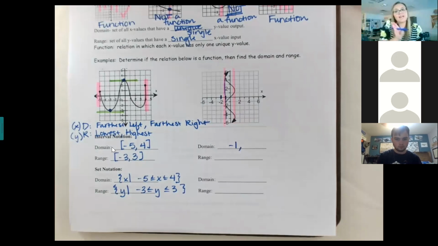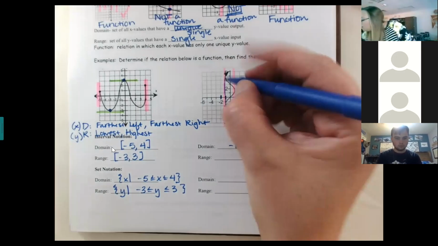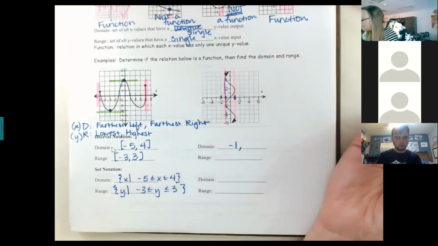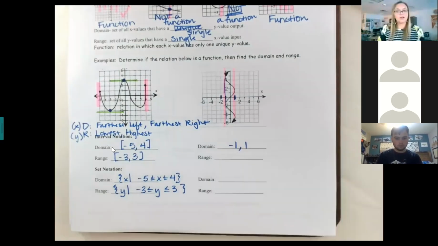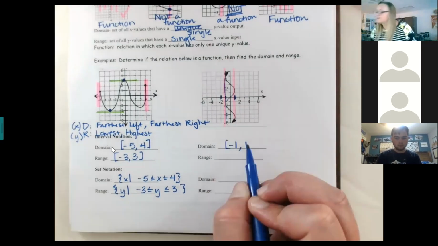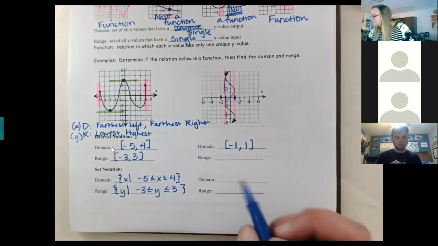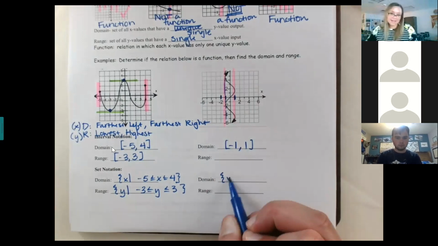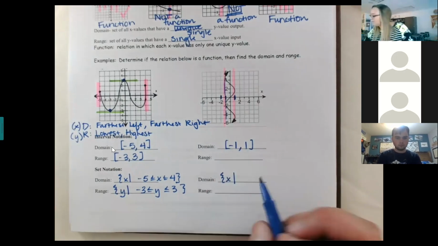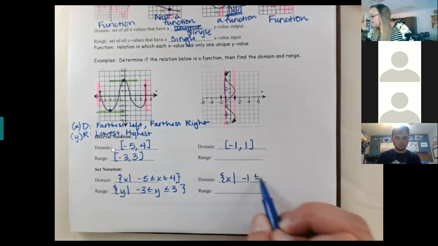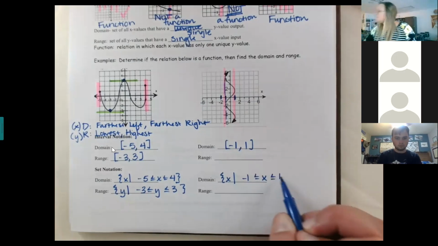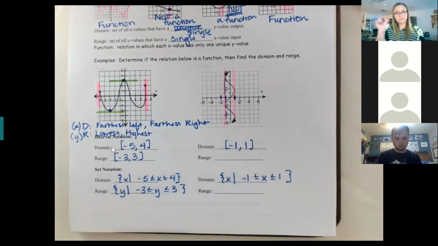Then on my other side, it reaches forward, not quite to 2. It only makes it to 1 right here, and then it turns back around. So that'd be -1 to 1. Then I don't see any open circles, so I know that these are going to be brackets. Let's do our set builder notation. So I do squiggle X bar, X, because it's domain. And then I would do -1 less than or equal to X less than or equal to 1. And remember, we're putting those equal to's underneath because it's closed.